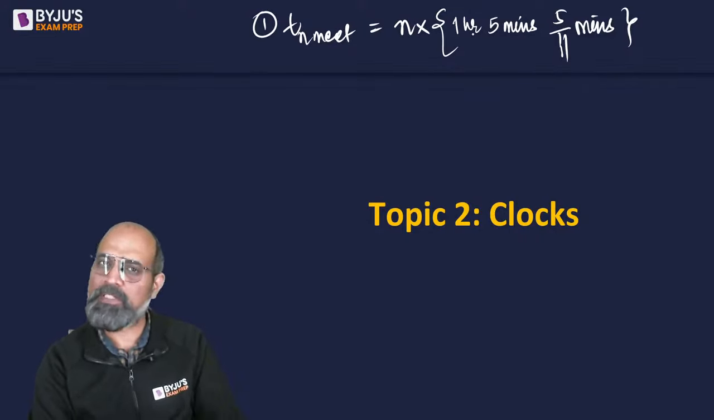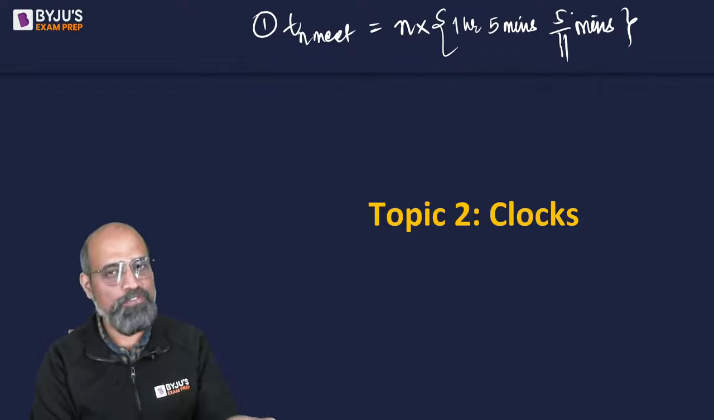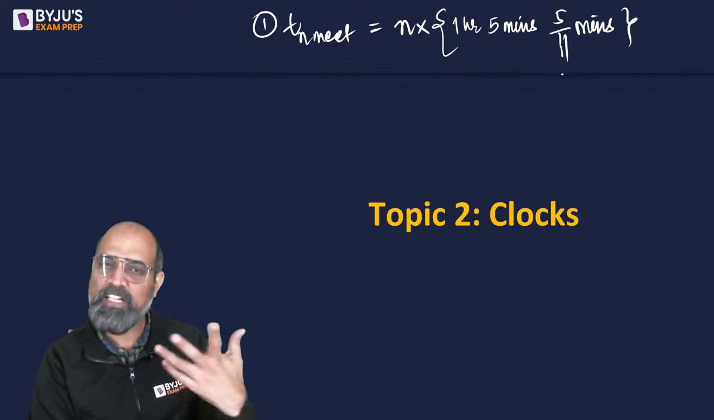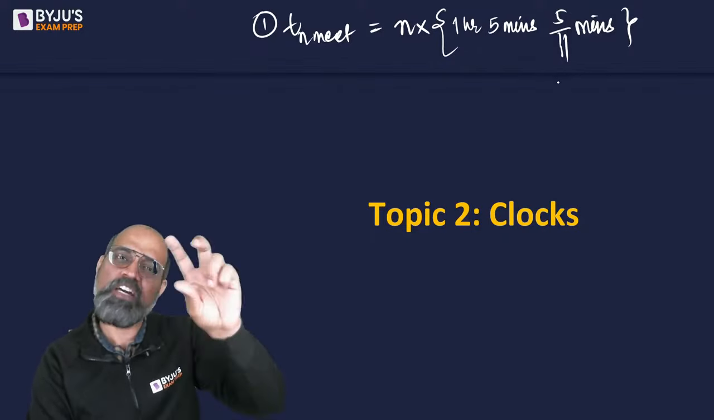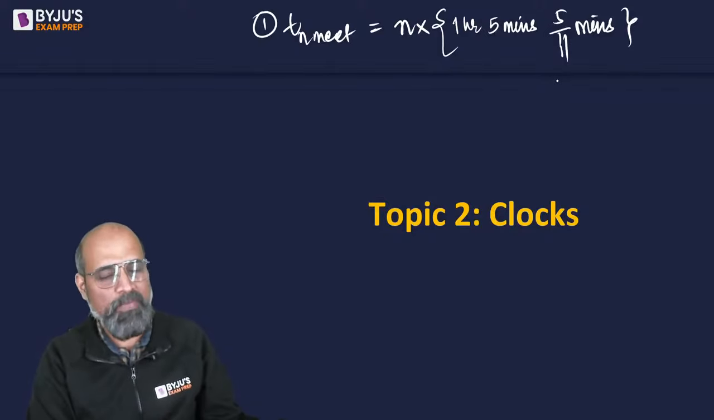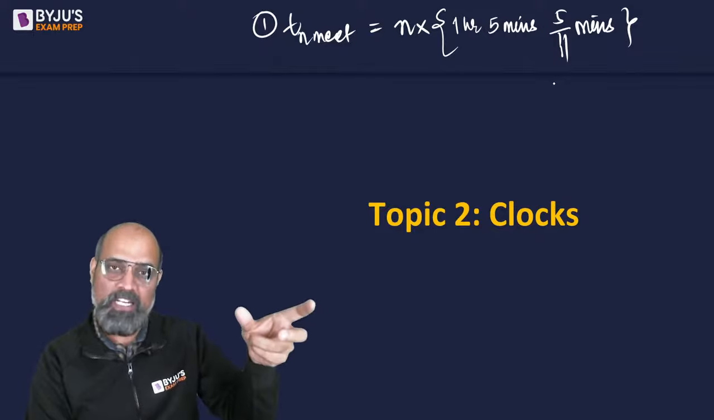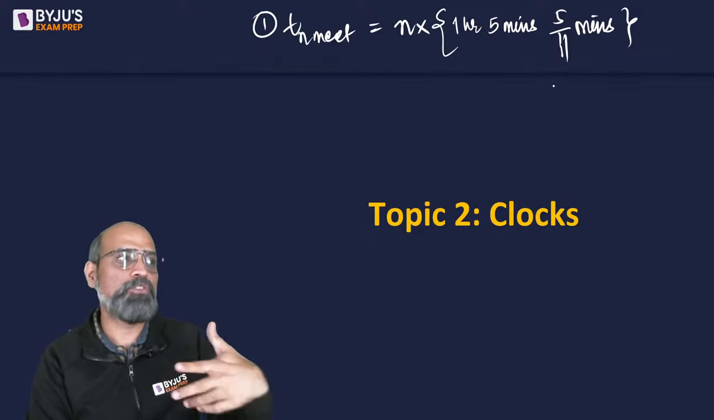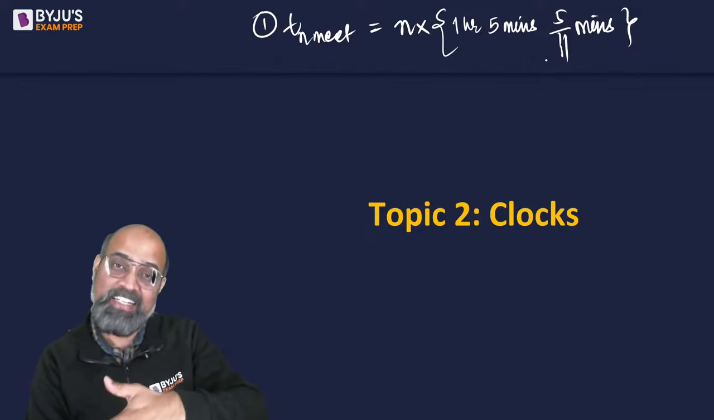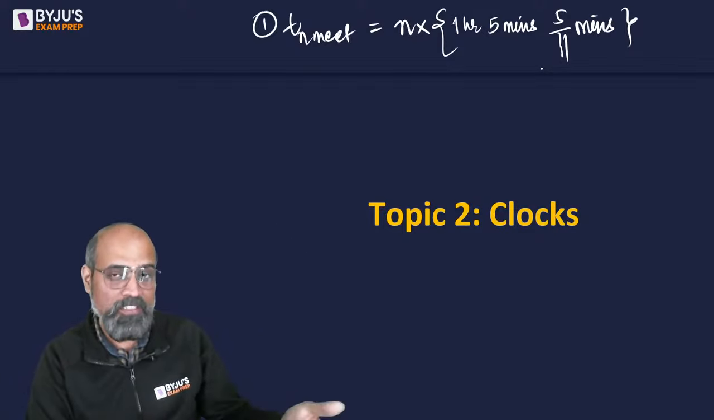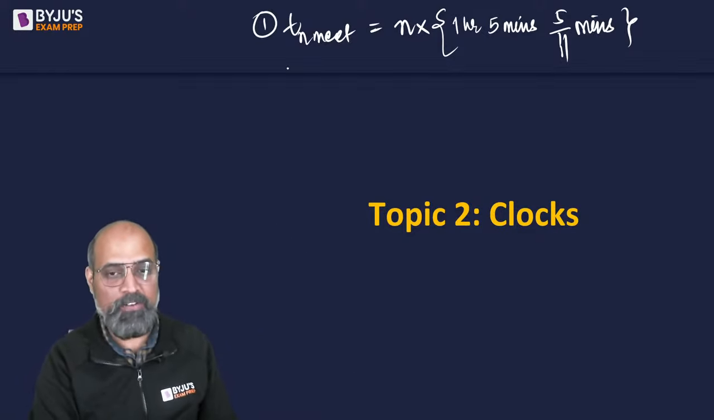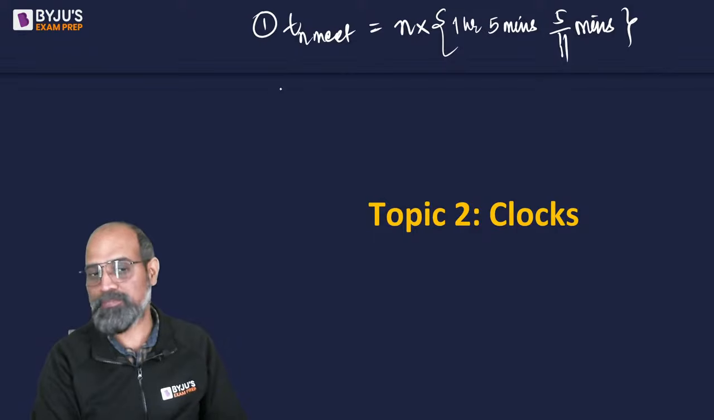6 into 1 hour means 6 p.m. 6 into 5 minutes means 30 minutes. 6 into 5 by 11 means 30 by 11. 30 by 11 is an improper fraction. Convert it into a mixed fraction or vulgar fraction, right? Ek integral part le karo. So 30 by 11 will become 2 and 8 by 11. So take that integral part 2 back to 30 minutes. Okay. So this is what I meant when I wrote this particular formula.